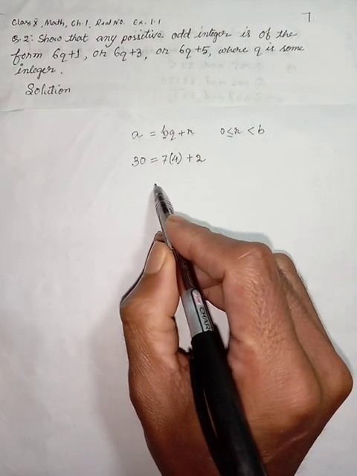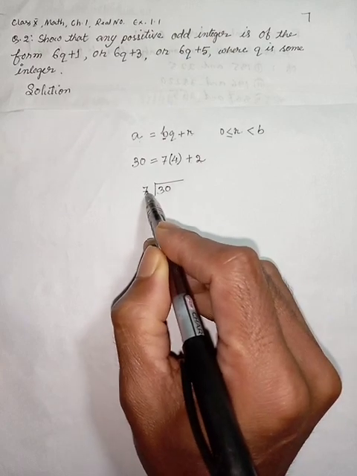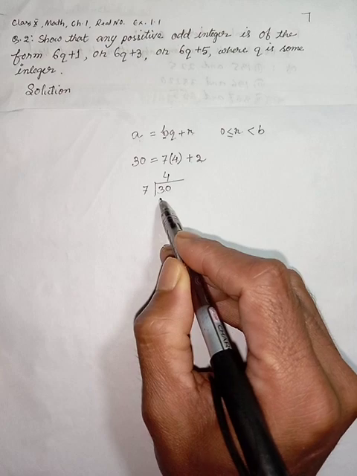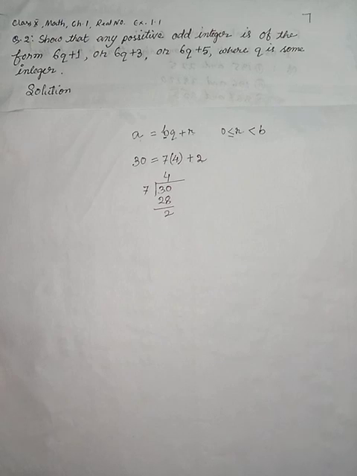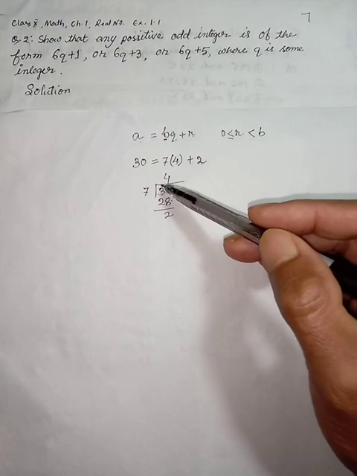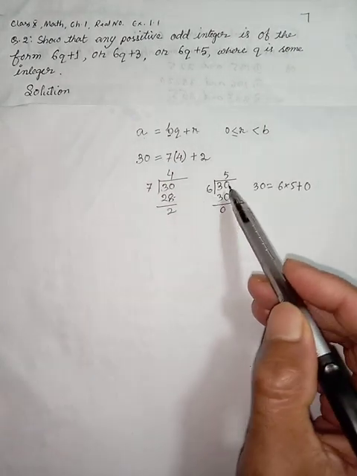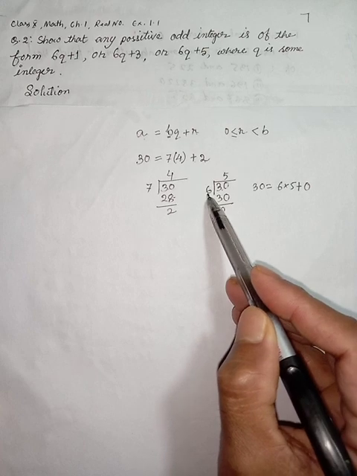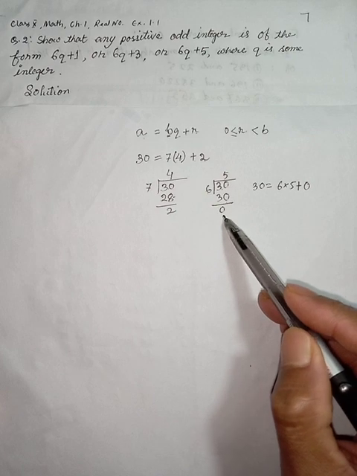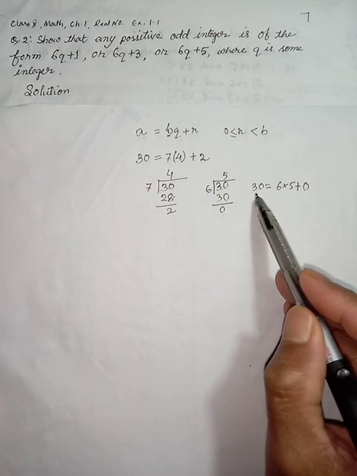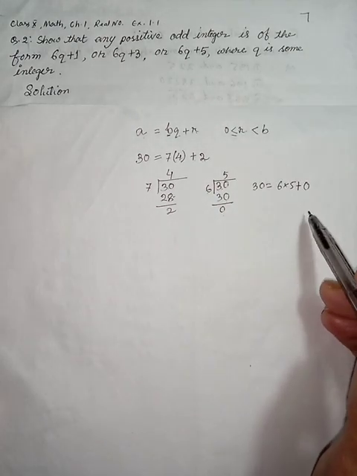And it can be rewritten like this also: 30 is the dividend, 7 is the divisor, 7 times 4 is 28, and the remainder is 2. So you have to be very clear about this. We can take another example. Suppose 30 is divided by 6. Then 6 times 5 is 30, and the remainder will be 0. In algorithm form, 30 is equal to 6 into 5 plus 0.